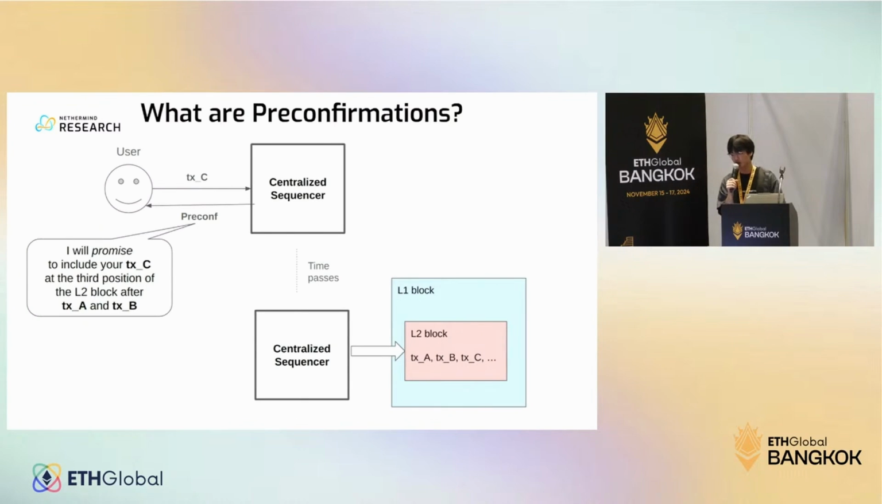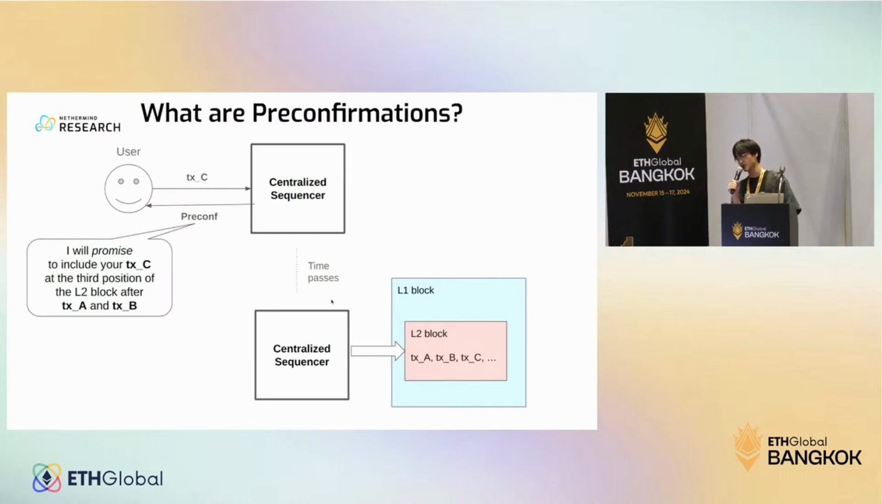Okay, so let's think of this. This user is submitting a transaction C to a centralized sequencer. Now what this centralized sequencer can do is provide a preconfirmation. What they're saying is, I promise you. So you send transaction C to the centralized sequencer, and the centralized sequencer will immediately return this preconfirmation. And the user, by looking at this preconfirmation, can know exactly what the state, or the result of their L2 transaction will be ahead of time.